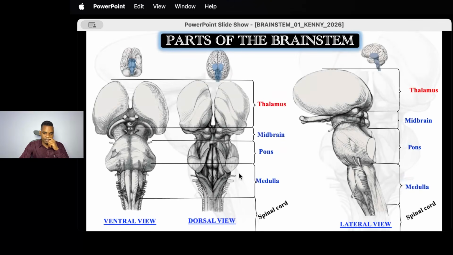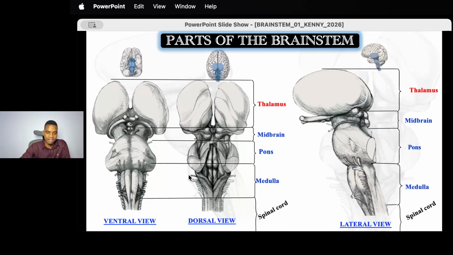So these are the surface features on different views of the brainstem. This is the ventral view, this is the dorsal view, and of course this is the lateral view. What I want you to pay much attention to is that the thalamus is not a part of the brainstem. Of course, it's here, but it's not a part of the brainstem. As you can guess, it is coming from the diencephalon, and our brainstem is starting from the midbrain, pons, and the medulla.